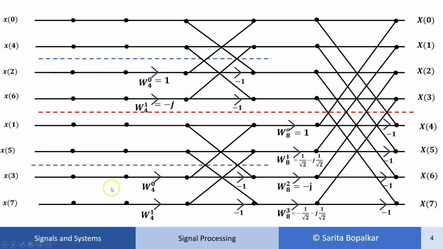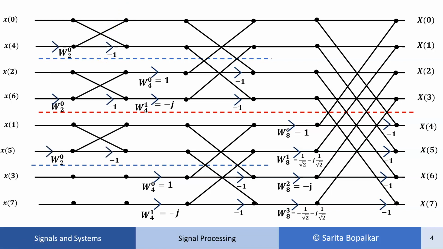Draw butterfly. Here W4, because it is a 4-point DFT, W4^0 and W4^1. Write the values 1 and -j. Now last, here we'll draw the 2-point DFT. Only two lines are there. So first butterfly, second butterfly, third butterfly and fourth butterfly. At this point we have completed our 8-point DIT-FFT algorithm signal flow diagram.